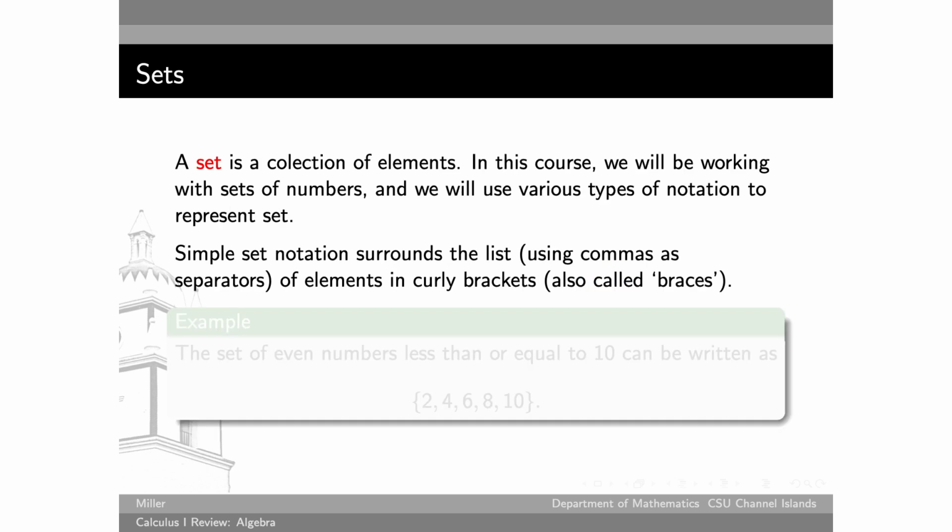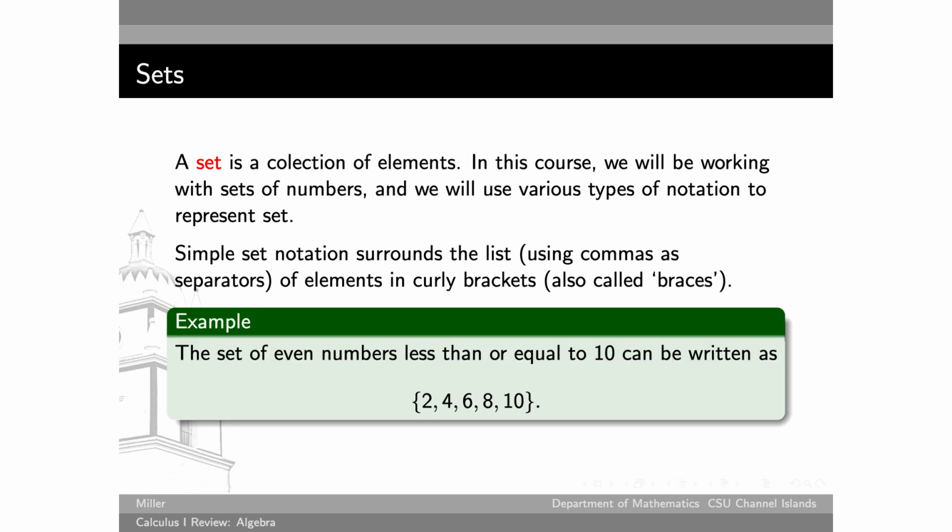Sets. A set is a collection of elements. In this course, we will be working with sets of numbers, and we will use various types of notation to represent sets. Simple set notation surrounds the list of elements, using commas as separators, in curly brackets, also called curly braces. Here's an example. The set of even numbers less than or equal to 10 can be written as {2, 4, 6, 8, 10}.